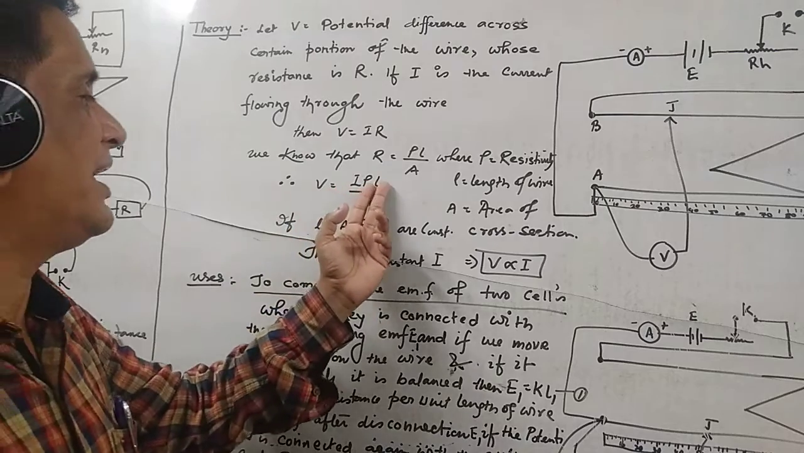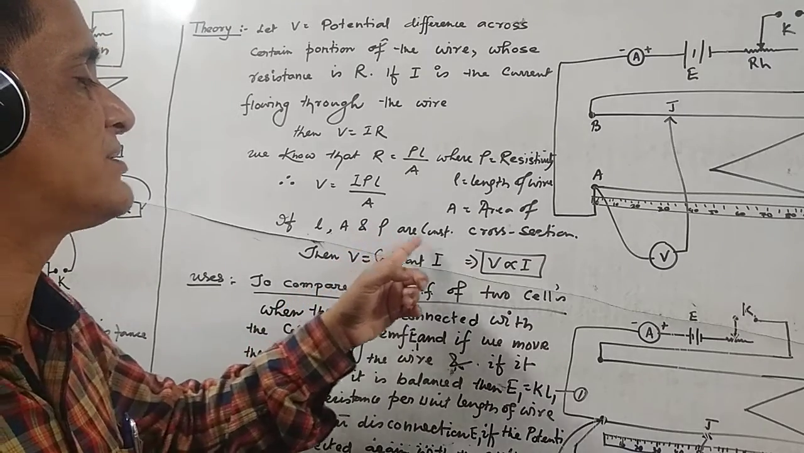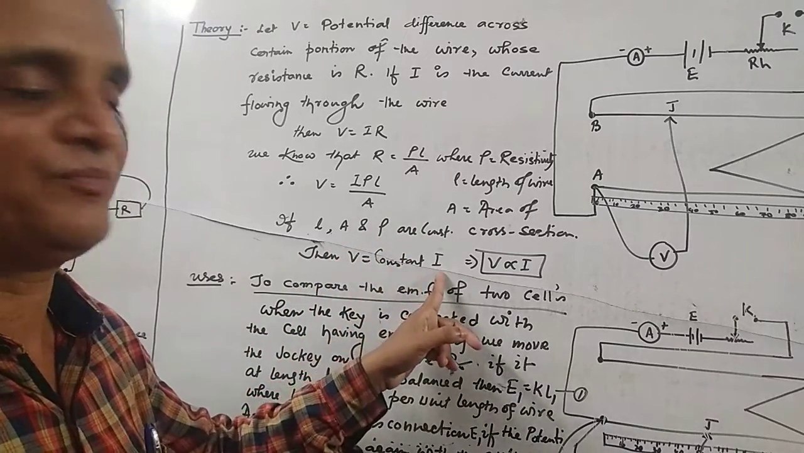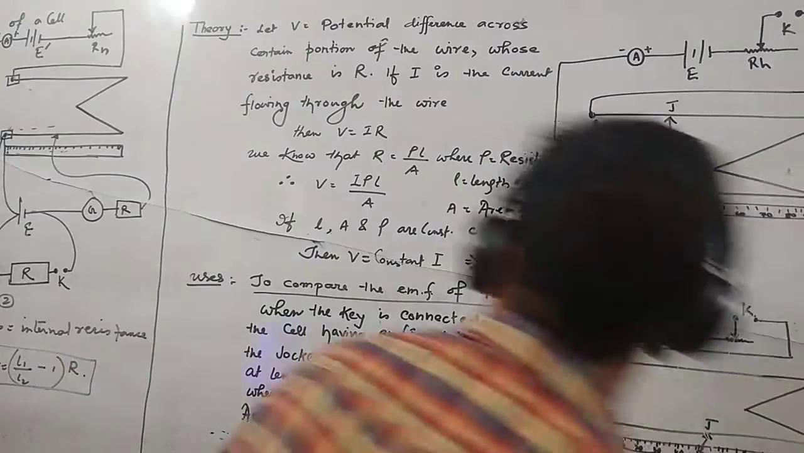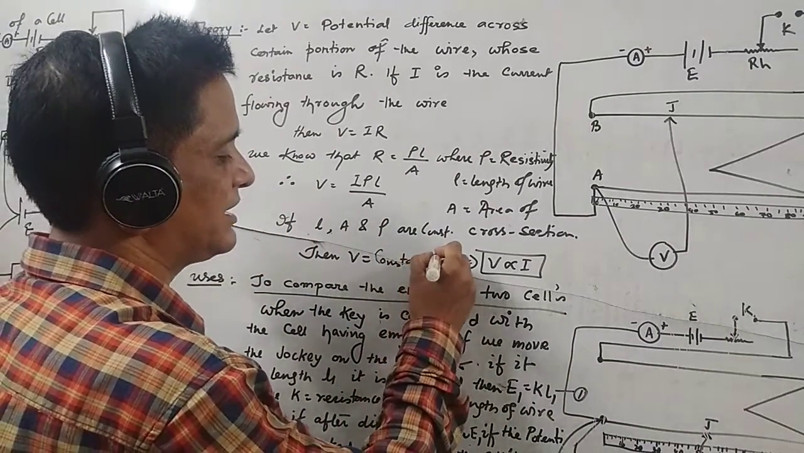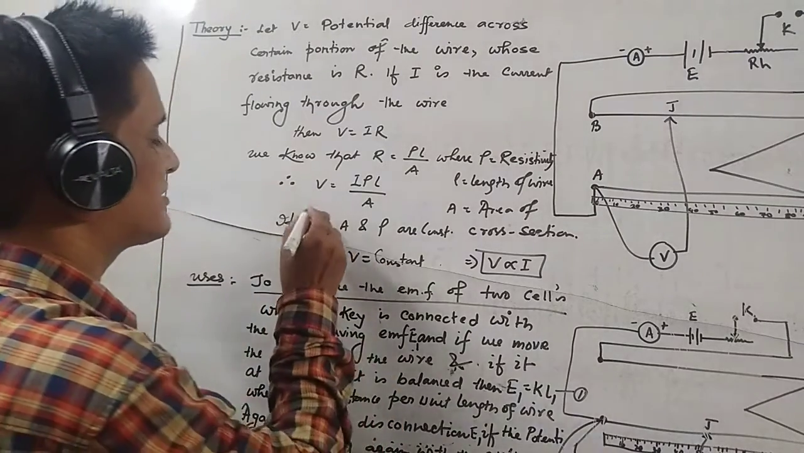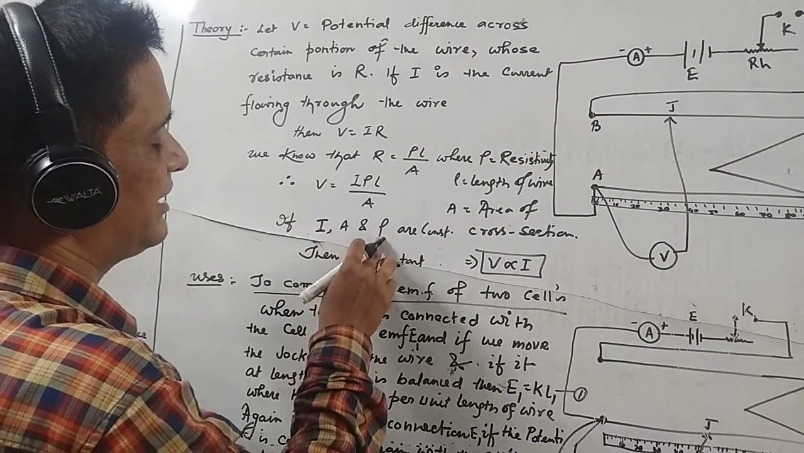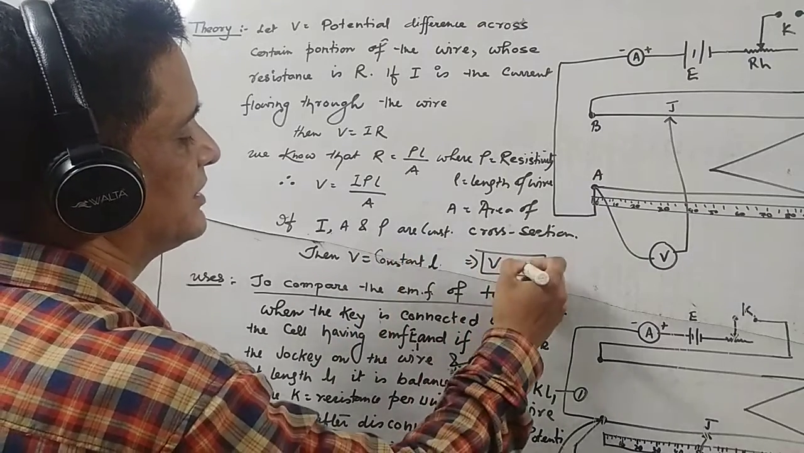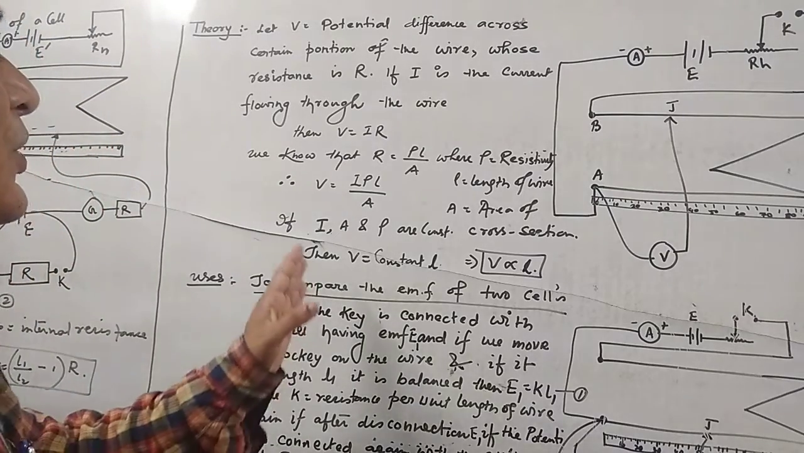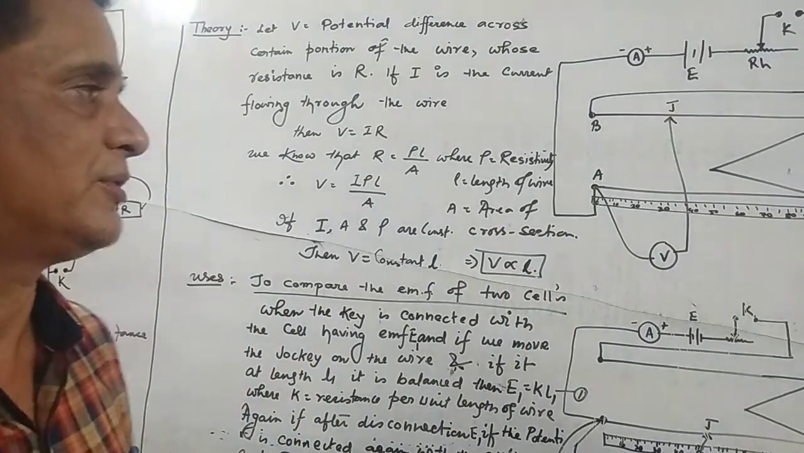If the area is constant, and somehow we manage that ρ is constant, and the current is constant, then V is equal to some constant into L. That means V is directly proportional to L. From there we can say that the potential difference across any cross section of a wire is directly proportional to the length of the wire.